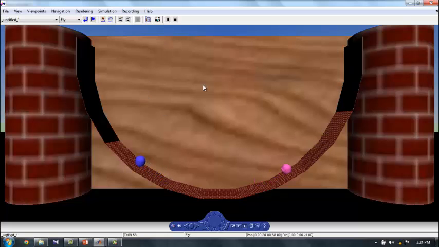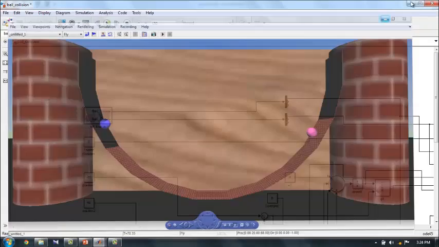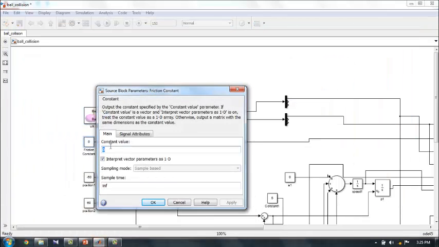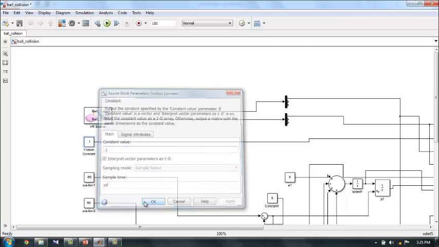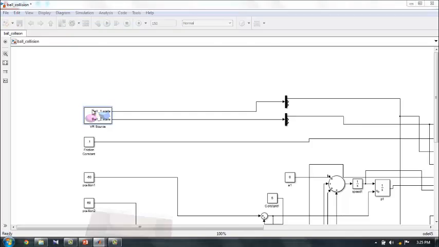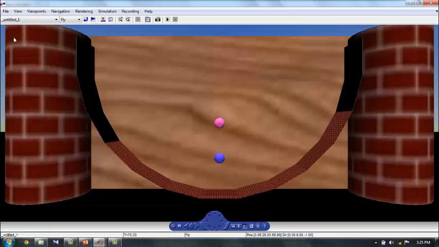Now let's add some friction. Let's put 0.1 here. Reload the file and run the simulation. If this is getting boring, please bear with us.